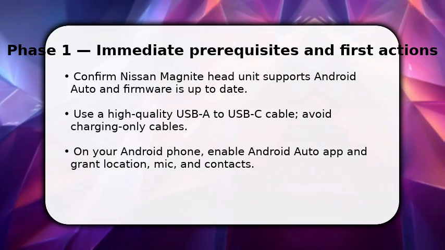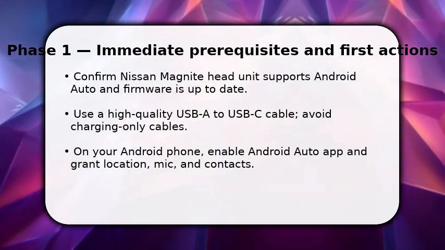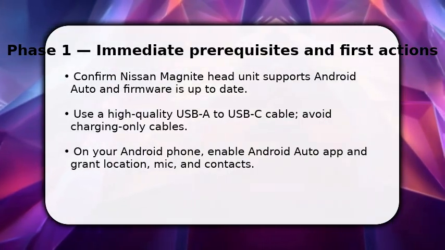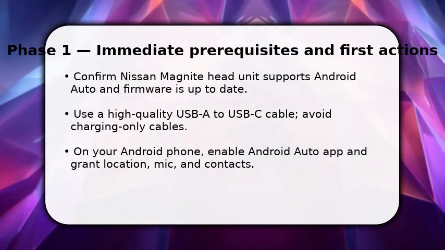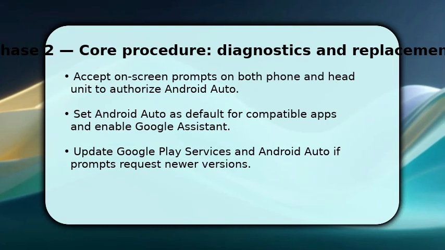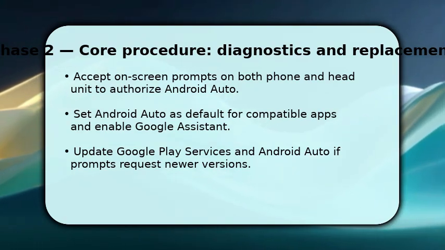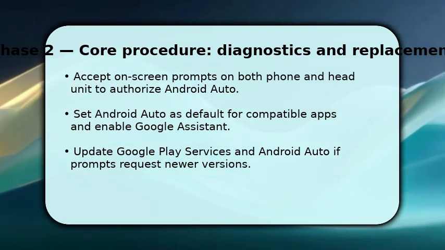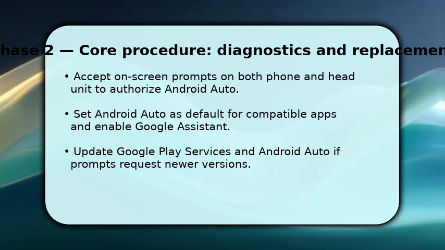You will see an Android Auto prompt on screen. Allow permissions on your phone and accept the connection on the Magnite. This first step establishes the data link you need to proceed. Once authorized, the Magnite should display the Android Auto home screen. If not, select Android Auto from the head unit menu.